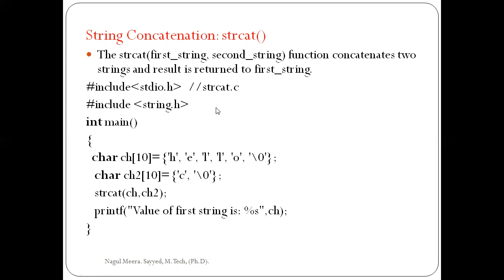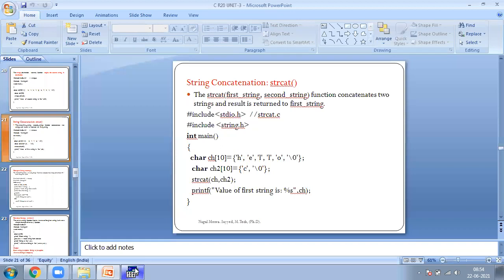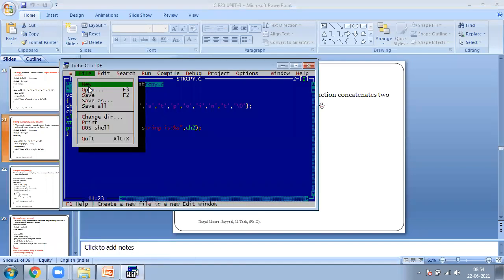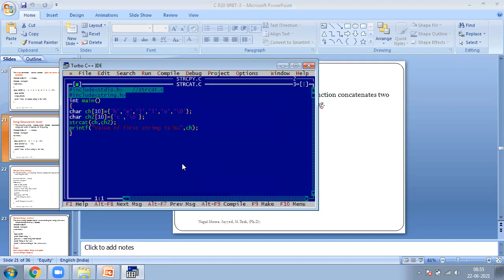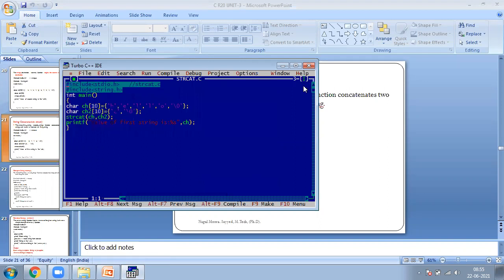Now execute this one. The program name is strcat.c. Yes, open this strcat. Yes, this is the program. The first string consists of hello, and the second string consists of c. Now I am combining these two strings, that is strcat of ch comma ch2. Now I am printing the ch string. These two are combined.